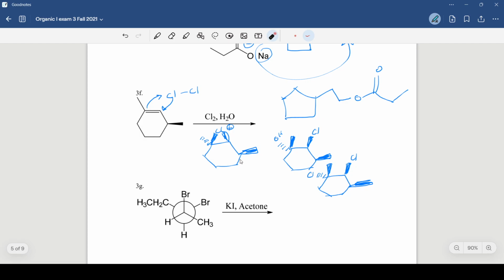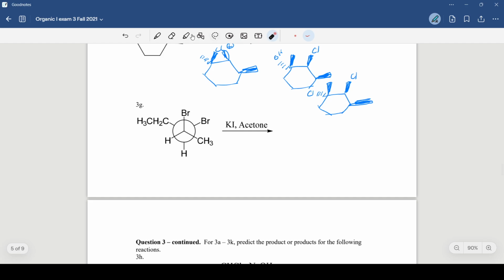Okay. And then this one is the same thing that Sam said, where you have to put them trans to each other. So if I were to rotate it here, boom, struck it out.